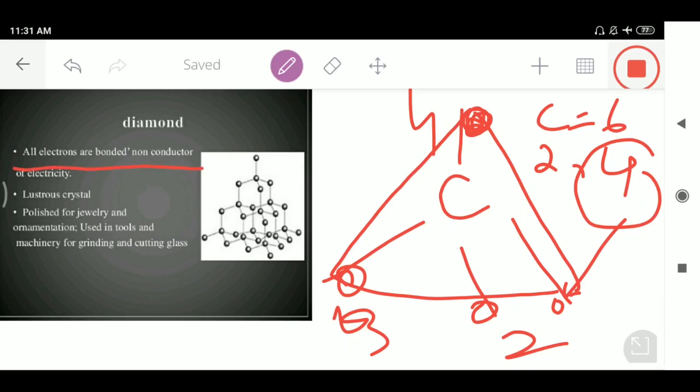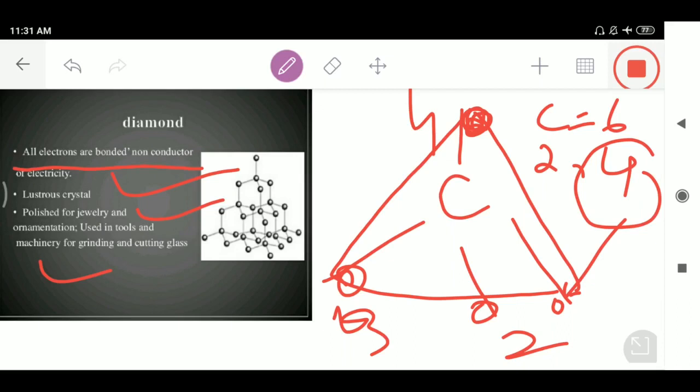As far as uses of diamond are concerned, it's a lustrous, shiny crystal, and because of the lustrous nature of the diamond, it's a good reflector of light. It's used for jewelry and ornamentation. It's used in tools and machinery for grinding and cutting glass, I can say cutters. Diamond dies are used for drawing thin wires like the tungsten filament of the electric bulb. All these uses of the diamond are because of its great hardness.